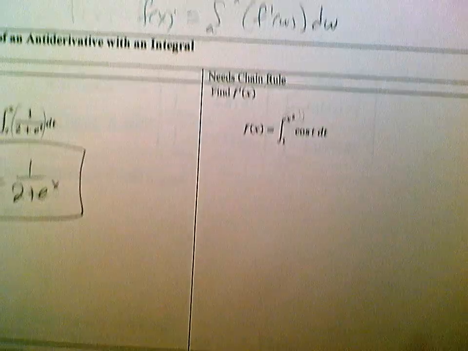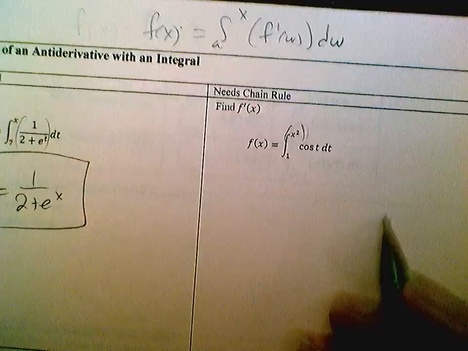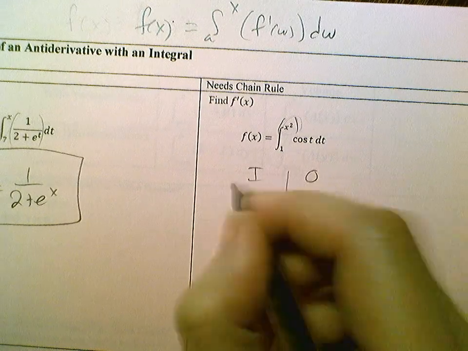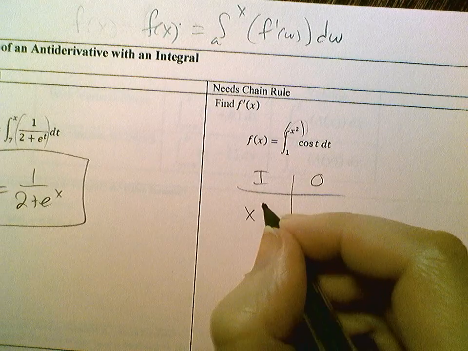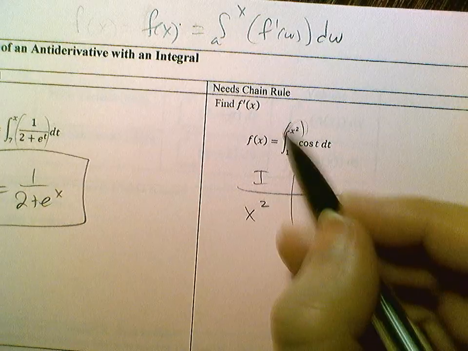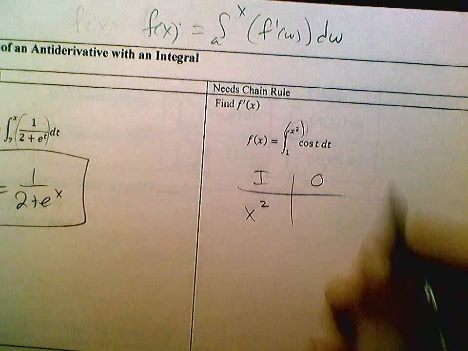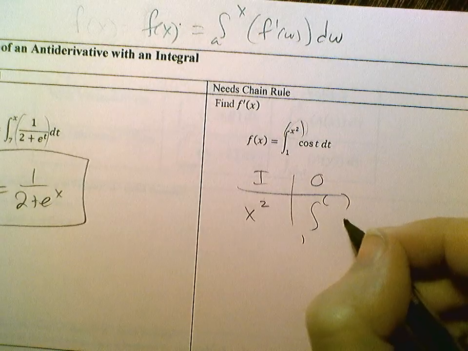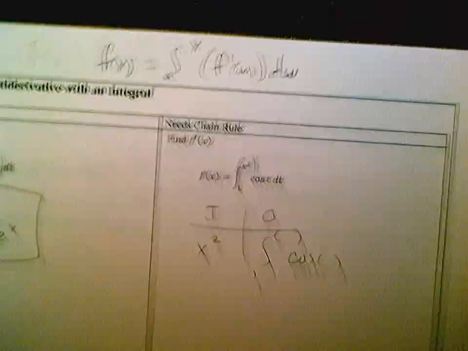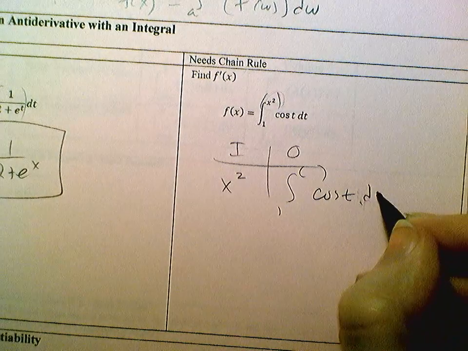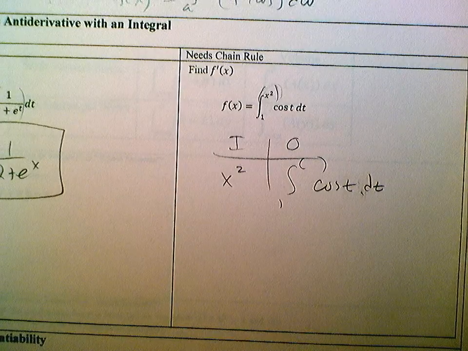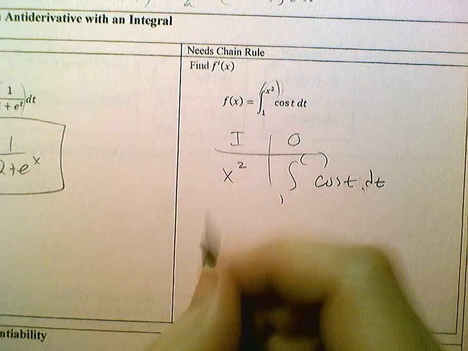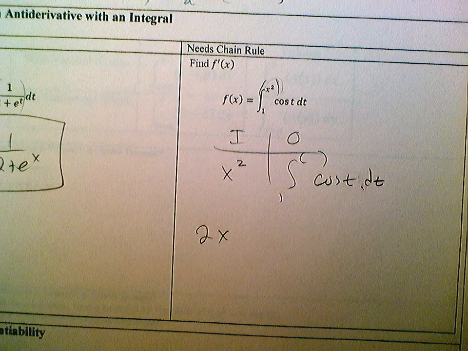But we can still handle this, but it's actually a chain rule situation. So, in, out. The inside function is x squared, because that's where the input goes. The outside function is the integral from 1 to blank of cosine of t dt. The derivative of the inside is just 2x.